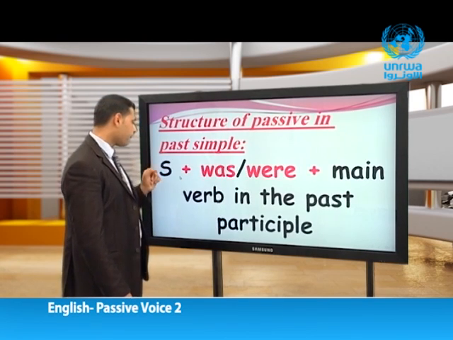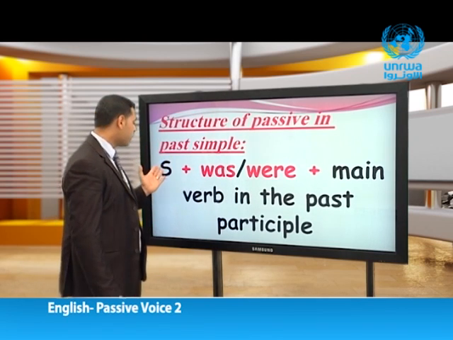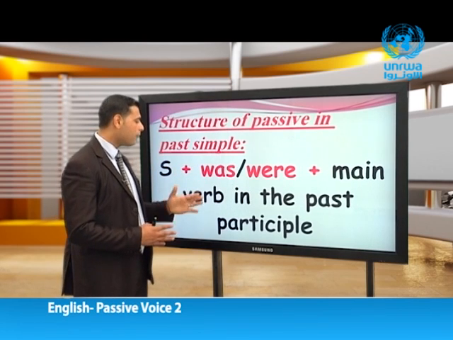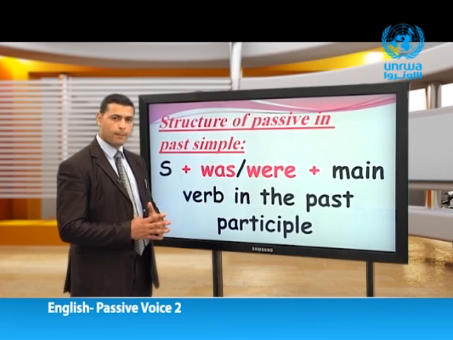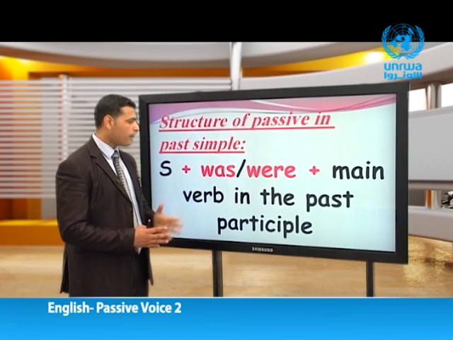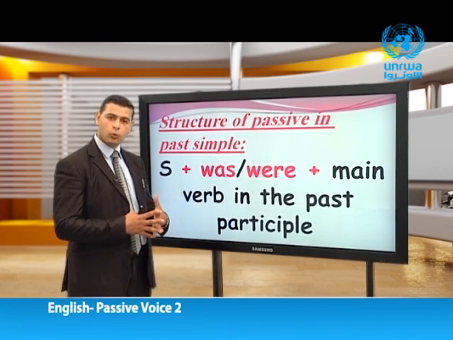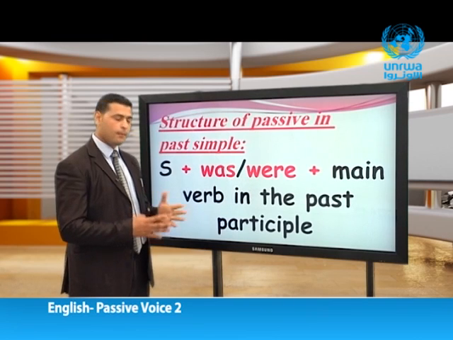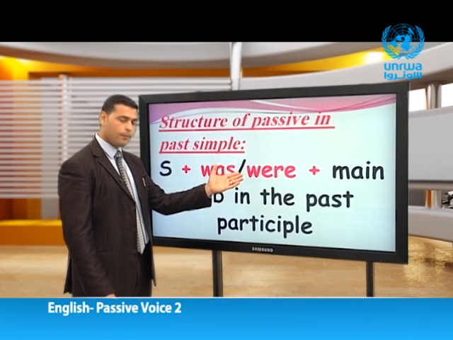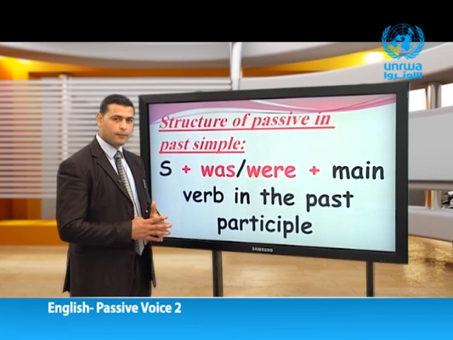Look here. The passive voice in the past is formed like this: subject, plus was or were, plus main verb in the past participle. Again, subject, plus was or were, plus main verb in the past participle.